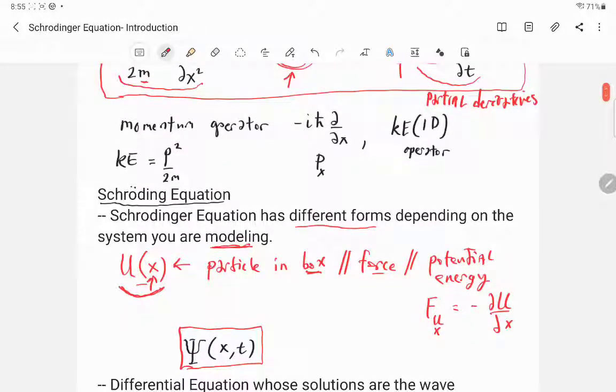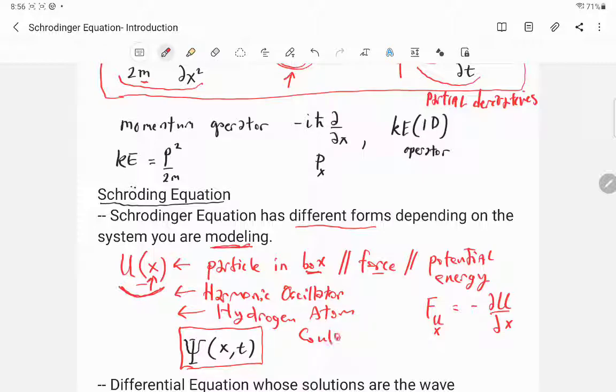We could do particle in a box. A little bit later, we'll also do the harmonic oscillator. And a little bit later, we could even study the hydrogen atom. The way we'll do that is we'll say that the potential energy is associated with the Coulomb interaction, the Coulomb force.